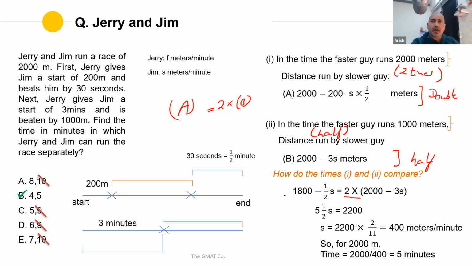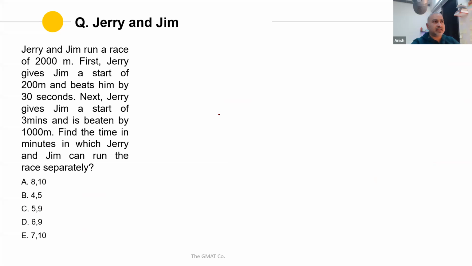For me, how I got to thinking like this was by understanding that in one case, the faster guy is running 2000 meters, in the other, he's running 1000 meters. I use that to my advantage. We'll discuss one more approach, and then if you have any questions, we'll take them up. All right, same question. Let's consider another approach.